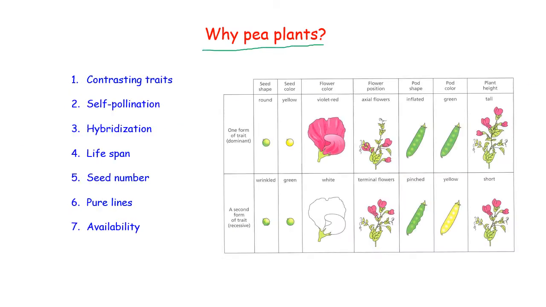Now, why pea plants? Why did Mendel select pea plants for experimentation? There were certain specific advantages of selecting pea plants. First was the contrasting traits. Now what's a contrasting trait? Any trait which always appears in two opposing conditions.